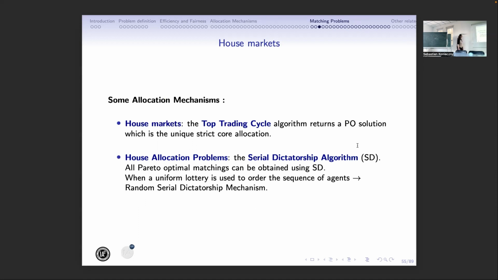And it has been proved that in this setting, all Pareto optimal allocations can be obtained by the serial dictatorship. And when you use it, we have to give an order sequence of agents. To compute this sequence, we can use a uniform lottery. So we can generate randomly the sequence with equal probability over the sequences. And in this case, the mechanism is called random serial dictatorship.